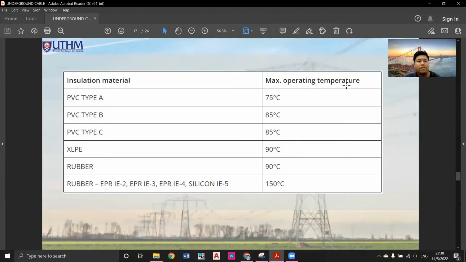So the insulation material type is used depending on the situation, depending on the long range, what type of voltage it can deliver and how much voltage can be handled by the cable that we use. For this PVC, this cable is used to receive high voltage. So I think that's all for my part. Thank you.